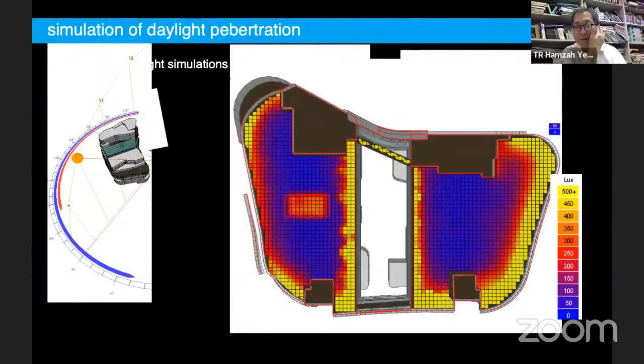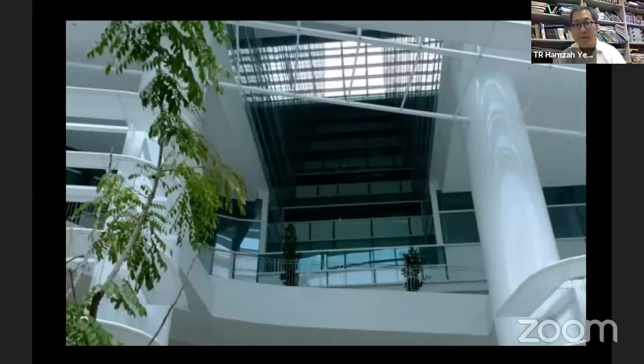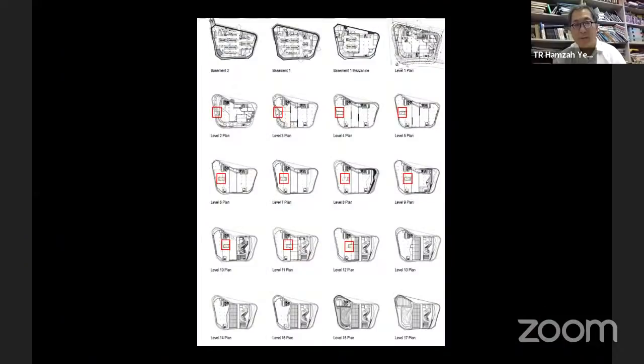And this is the daylight penetration into the building. It is not ideal. I have two deep floors. The floors are just too deep, and you can see the blue color. The blue color does not get an awful lot of light. You have to supplement it with artificial lighting. And this is the view of the diagonal light shaft looking up.